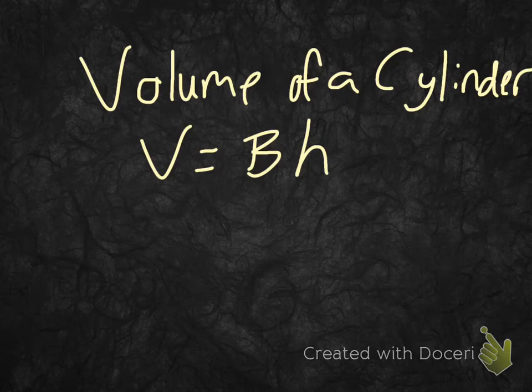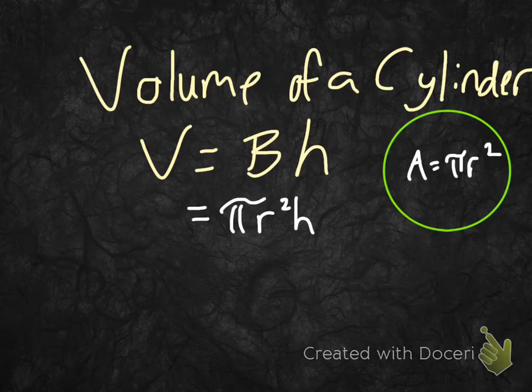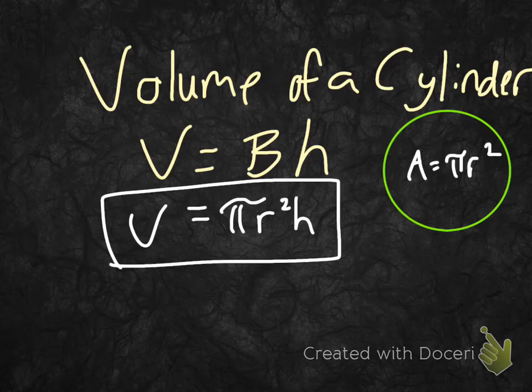So the concept, however, is the same, where we have the area of the base times the height to give us the volume. Well, what is the area of the base of a cylinder? Well, a cylinder has a circular base, right? Which means that the area of that would just be pi r squared. The area of this circle is pi r squared. So B here would be pi r squared, and then times h, right? So the volume of a cylinder is just pi r squared times h.